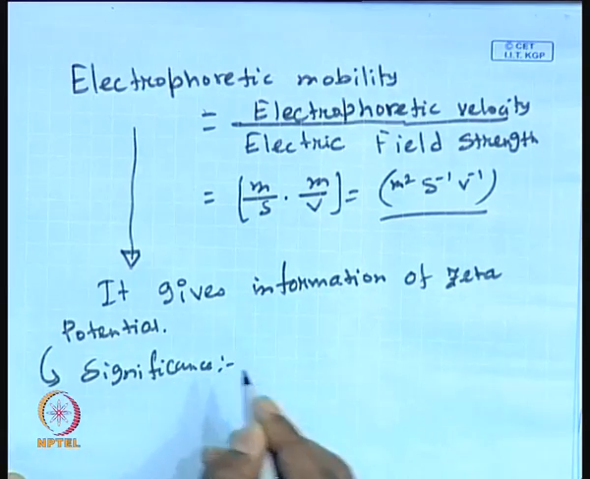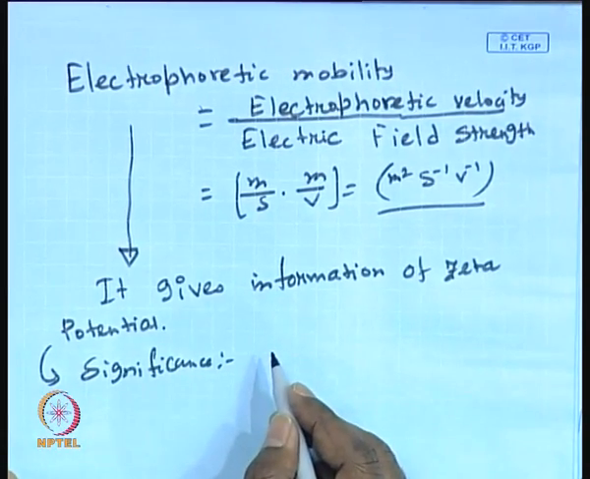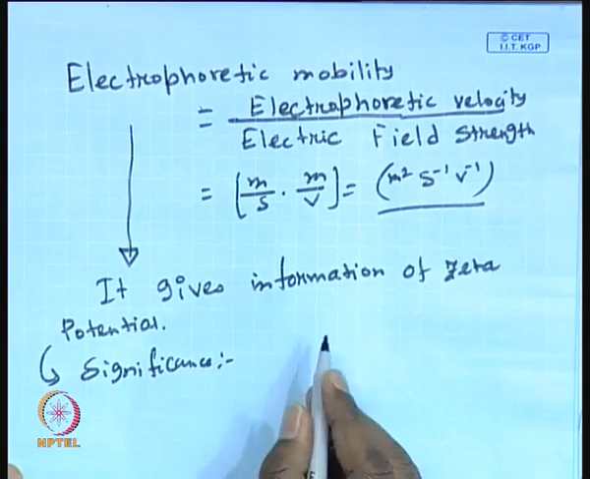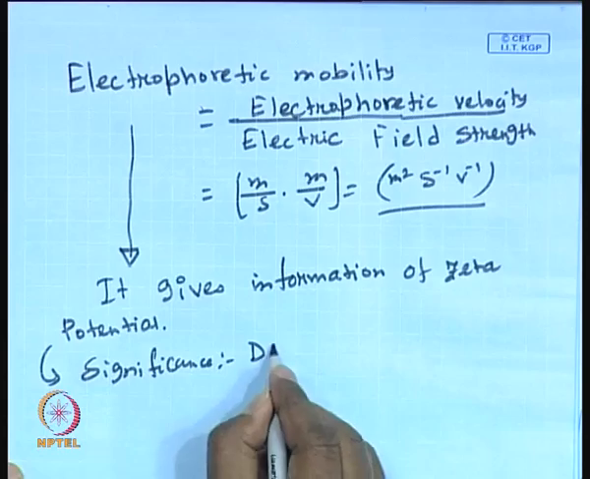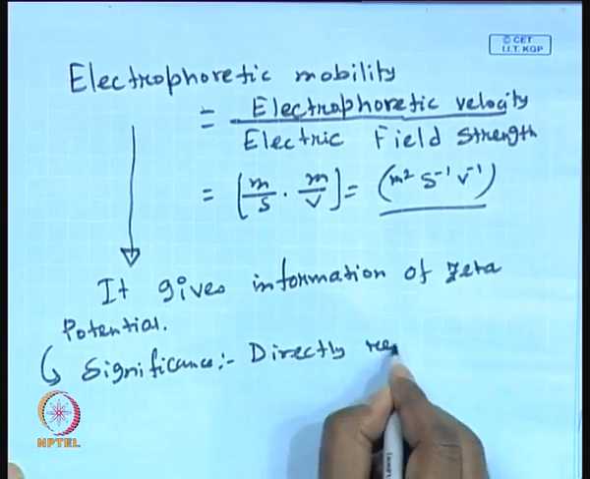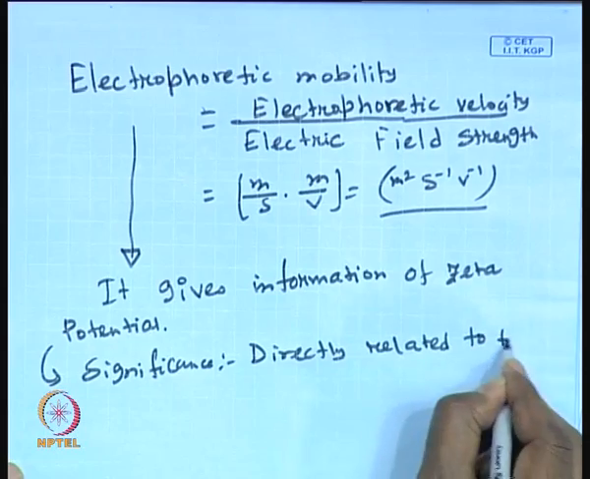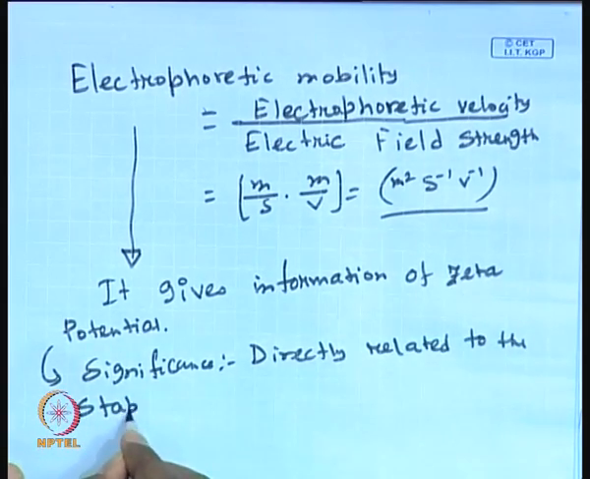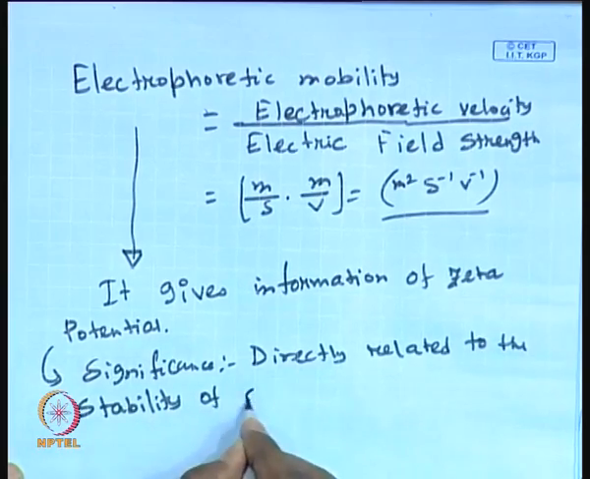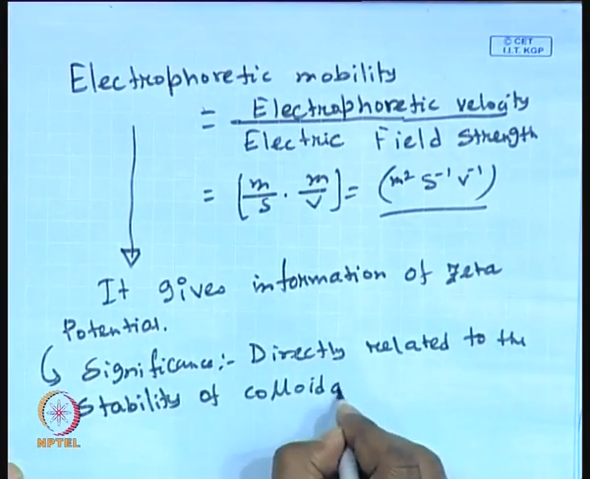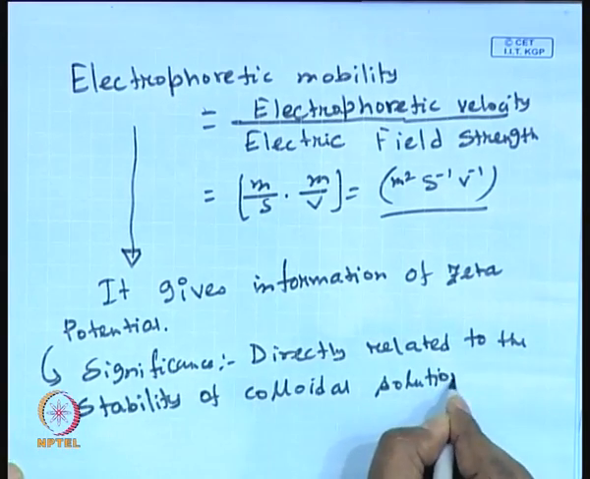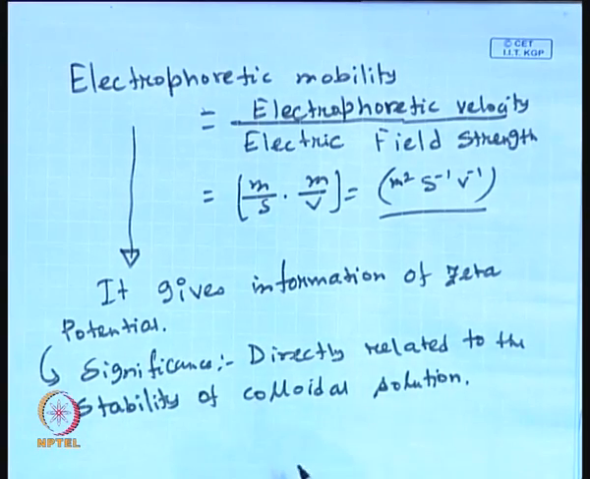And what is the significance of zeta potential? The physical significance of zeta potential is that it is directly related to the stability of the colloidal solution. That means, if you have a colloidal solution, suppose there are several particles having more or less close zeta potential with similar charges. So, they will repel each other, and that whole solution becomes stable.